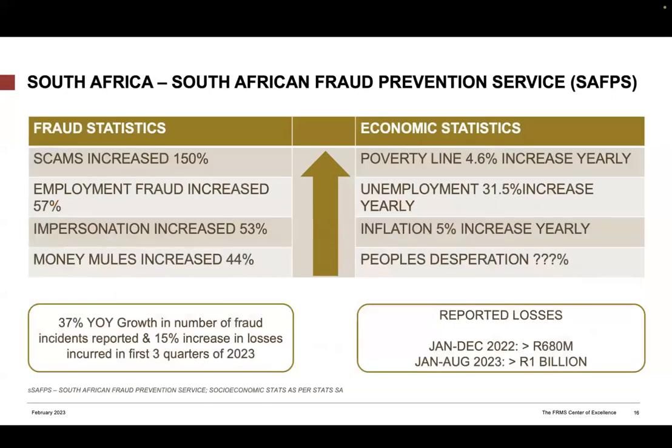Talk a little bit more about the statistics. Scams have increased by 150%. Employment fraud has been increasing. Impersonation is increasing 53%. Money mules increased by 44%. Over what period? Over a one year period, year over year growth. Yeah, this is very good data.